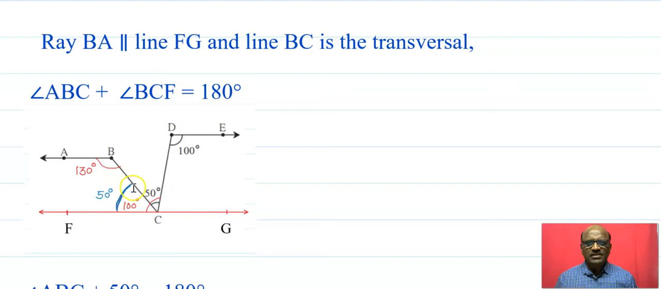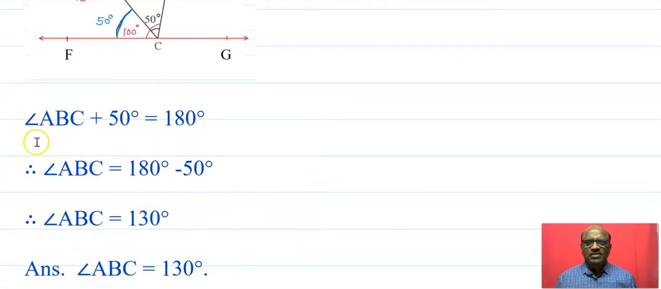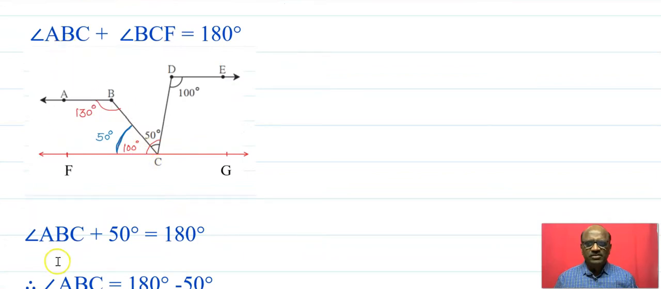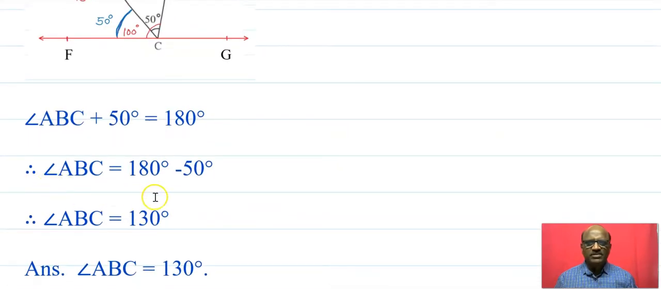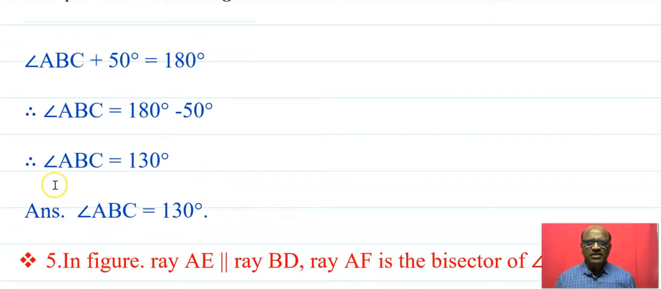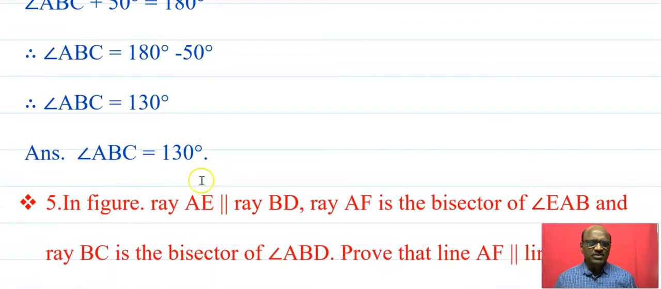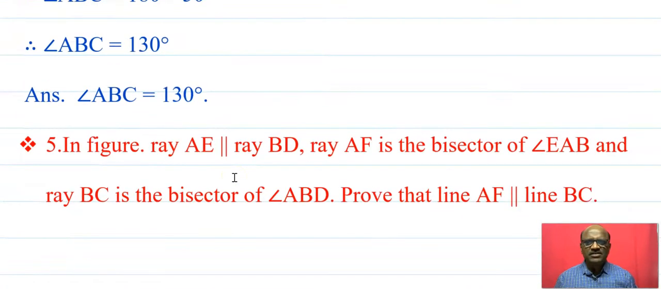Now see this here, the measure of this angle is 50 degrees. Therefore, we'll substitute here: measure of angle ABC plus 50 degrees is equal to 180. Therefore, measure of angle ABC is equal to 180 minus 50 degrees. That is, measure of angle ABC is equal to 130, and hence the measure of angle ABC is 130. This is the answer.